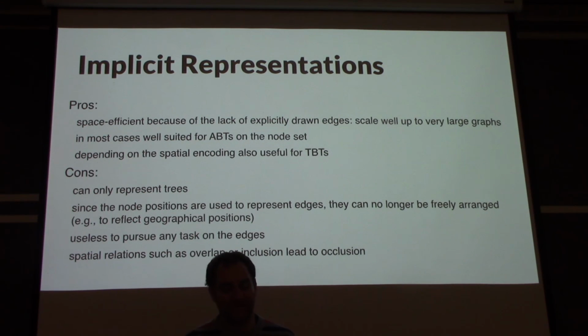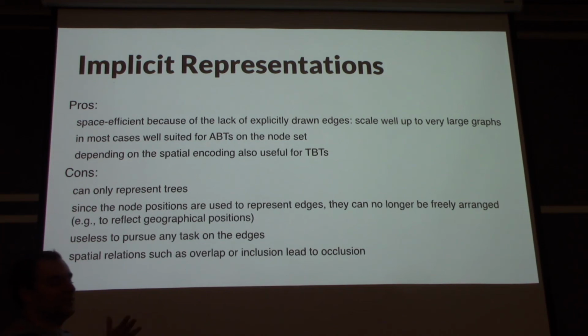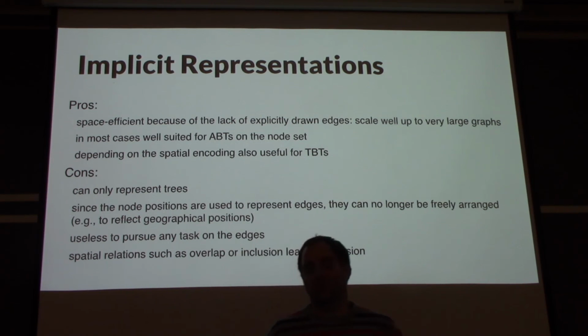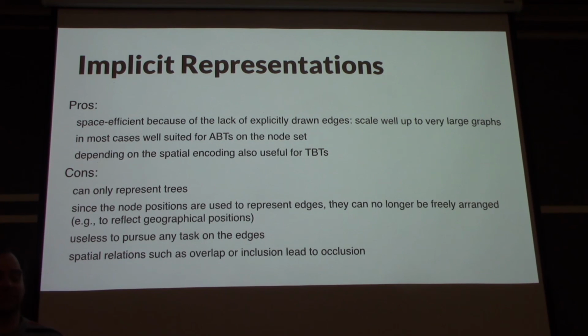Here are the pros and cons of implicit representations. They're very space efficient, so you've seen that we can lay out 1 million leaves. They scale very well up to very large trees. They're well suited for attribute-based tasks, at least for the sunburst and the icicle plots, but it depends on which encoding you use. They're suitable for topology-based tasks depending on the actual encoding, but typically they're very well suited for attribute-based tasks on the node set, so node attributes. The cons: the biggest problem, of course, is that this only works for trees, but of course trees are important.